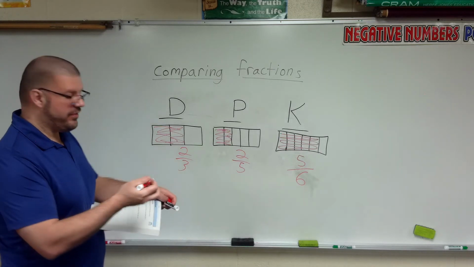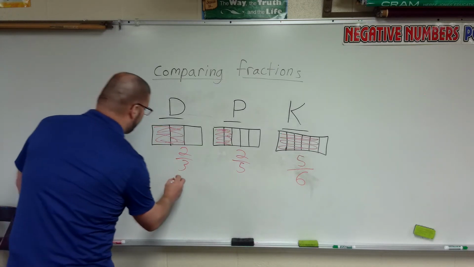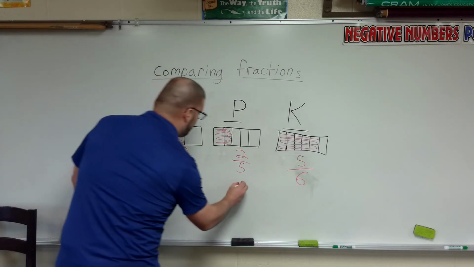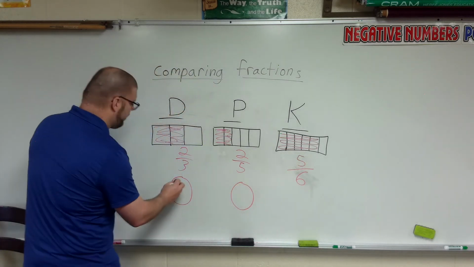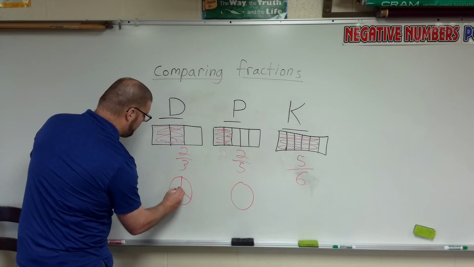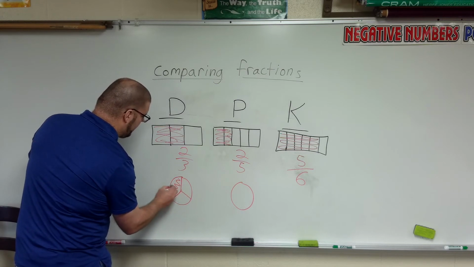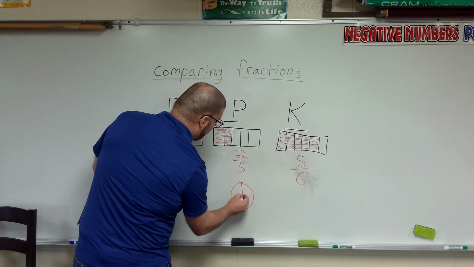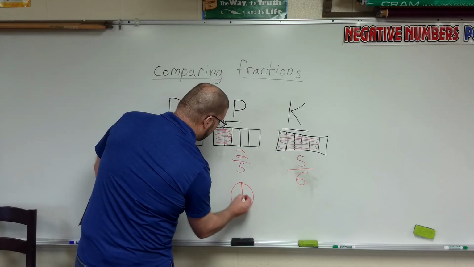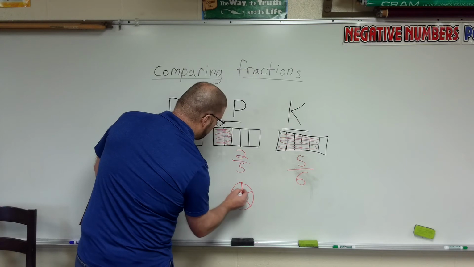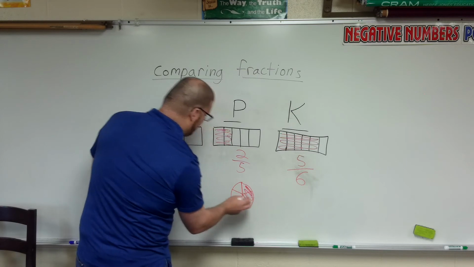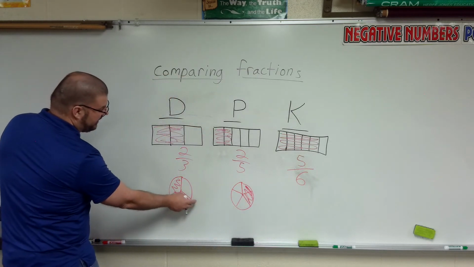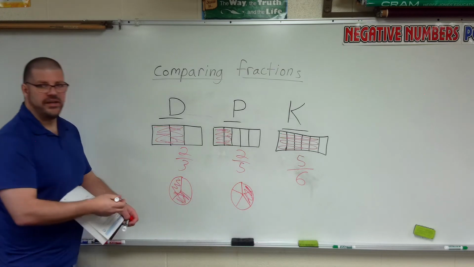Again, if you want to do the circle method, just draw the circle. Some of us get circles a little bit better. So he got to eat that much. And Paula got to eat that much. If I'm hungry, I'd much rather eat this much than that much, right?